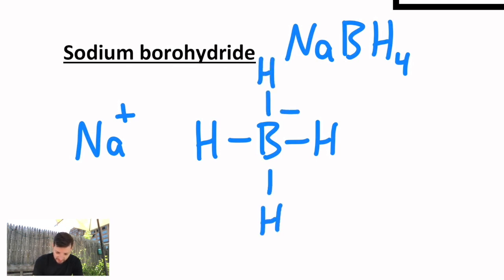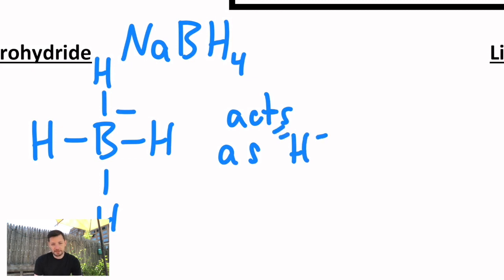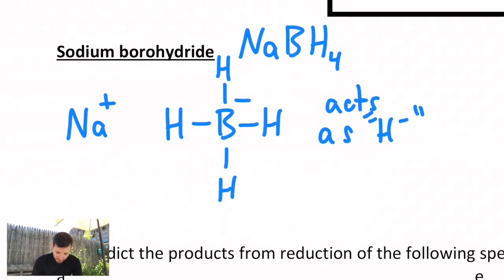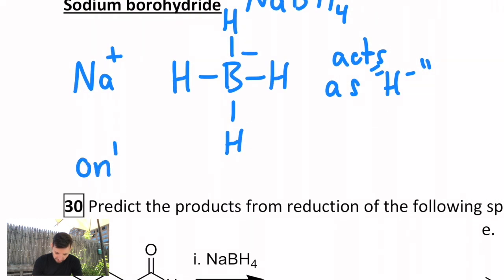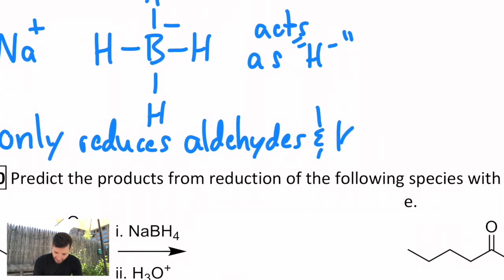It acts as H-. Just like organometallics behave like carbon anions, these reagents behave as a source of hydride, a hydrogen with its anion. And make a note that sodium borohydride only reduces aldehydes and ketones. It's not reactive enough to hit other carbonyls, so things like esters, acid chlorides, well, for the most part esters and other things, we will see that there's other ways to reduce those.